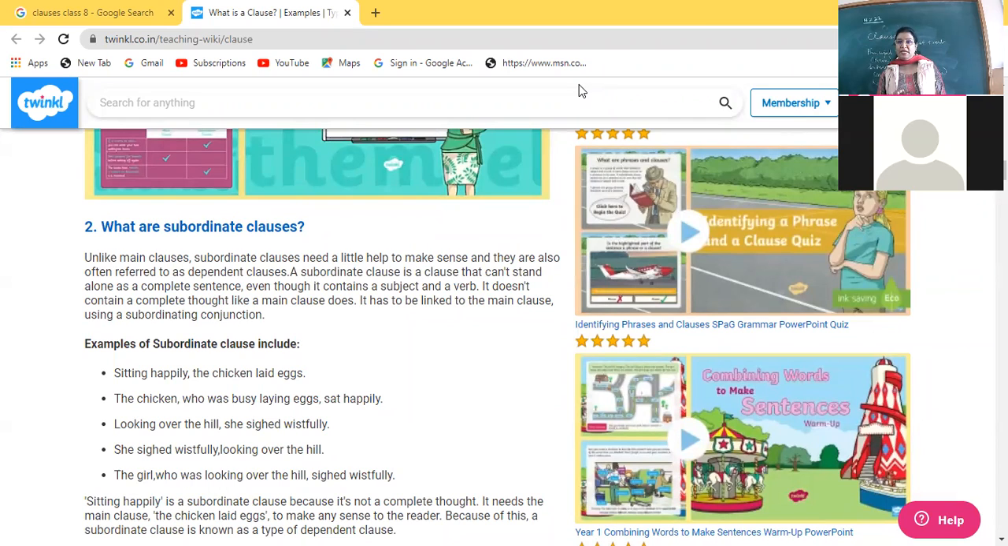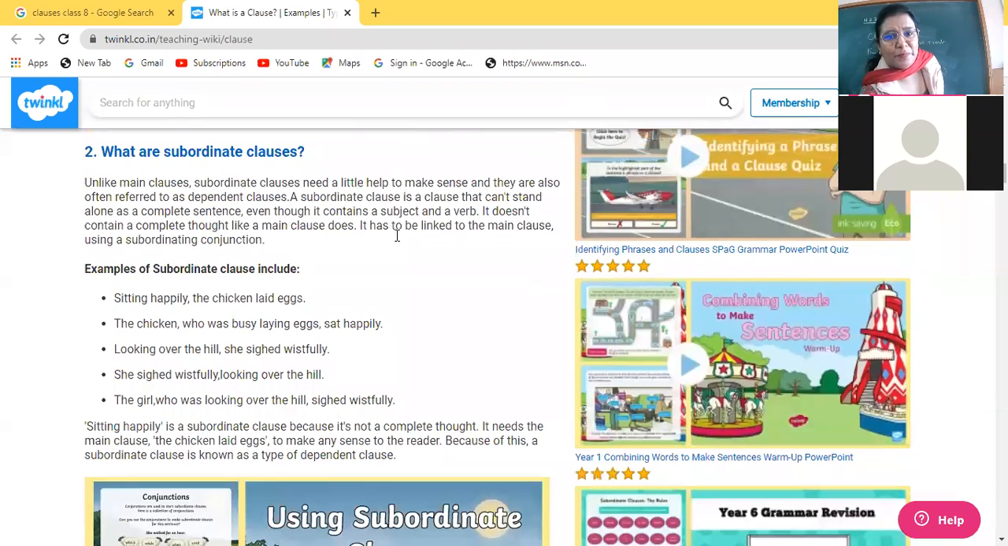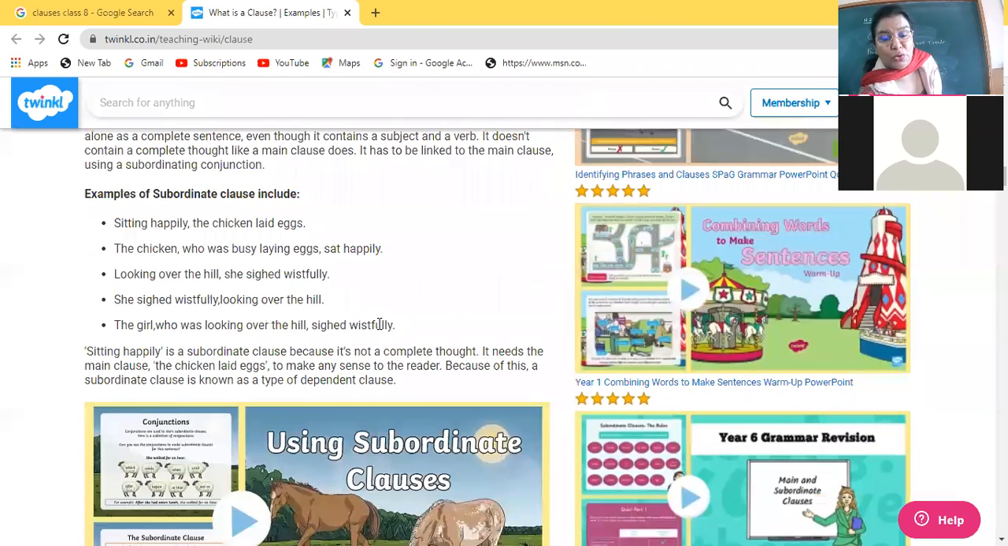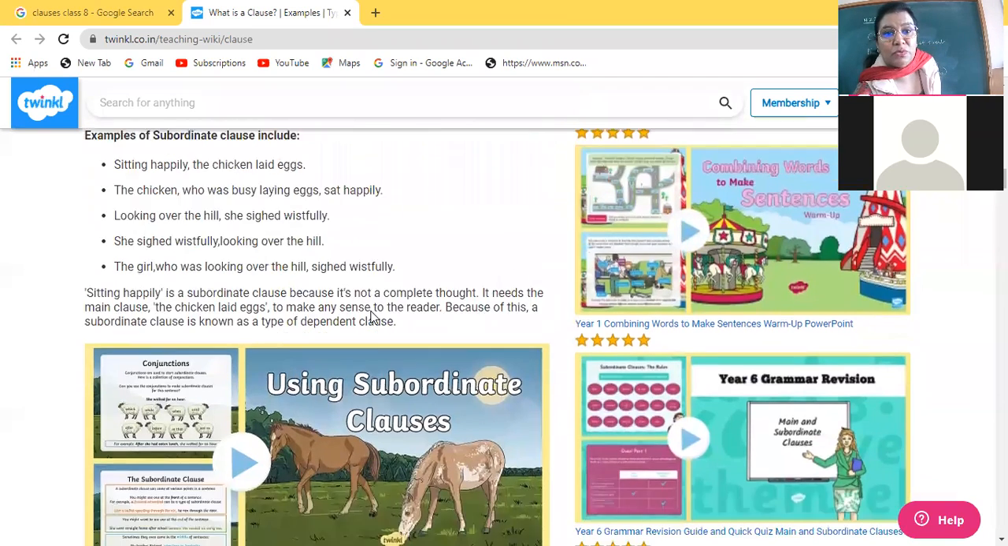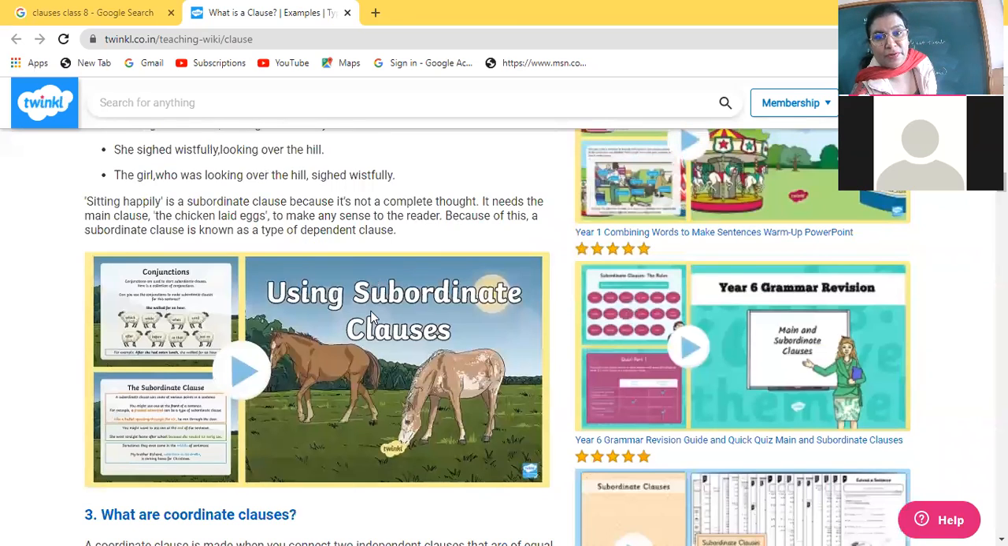It doesn't contain a complete thought like a main clause does. It has to be linked to the main clause. So we know this, what is a subordinate clause, right? So like here, sitting happily, the chicken laid eggs. Oh wow, the chicken who was busy laying eggs sat happily. Looking over the hill, she sighed wistfully. And it is there, the girl who was looking over the hill sighed wistfully.